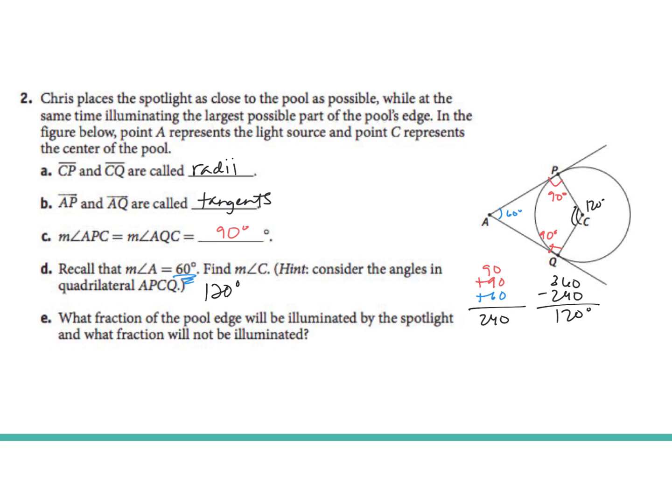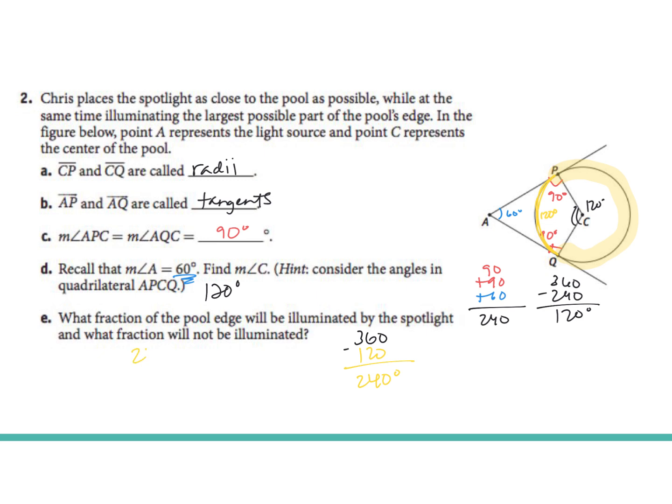Now, a similar problem from last time is coming up again. We're looking at what fraction of the pool's edge will be illuminated by the spotlight and what fraction will not be illuminated. So let's highlight the part that will be illuminated. All of this right there will be illuminated. So we have to think about how this arc right here is intercepted by the central angle of 120 degrees. So we know that arc is 120. So to find out the rest that is illuminated, we'd have to do 360 minus 120 to at least figure out what that degrees is. So the part that's illuminated is 240 degrees.